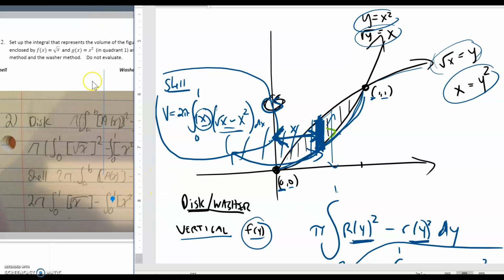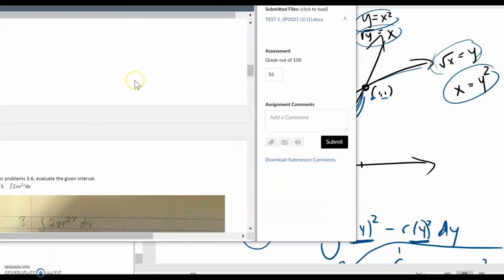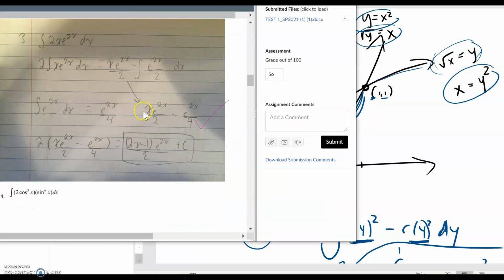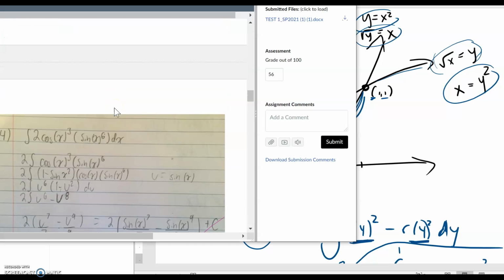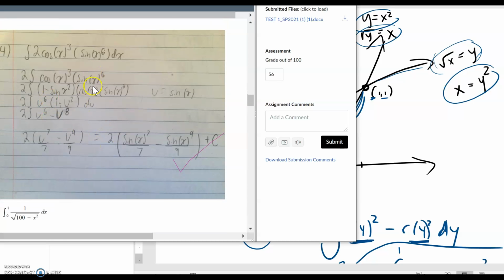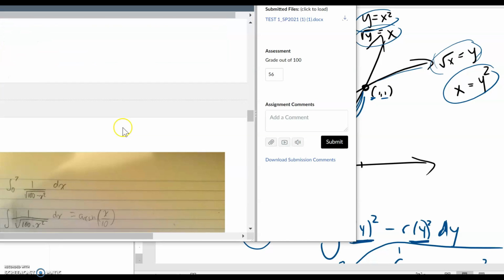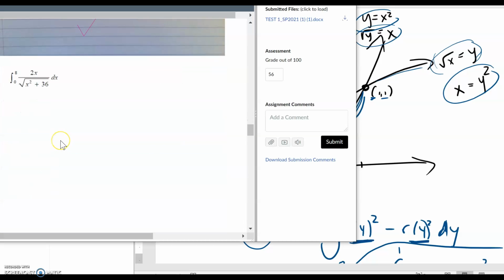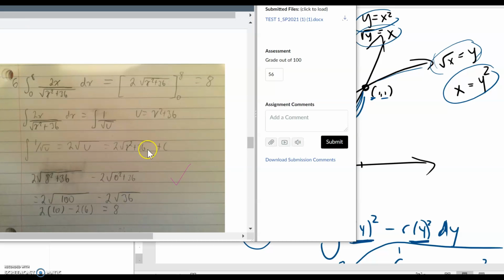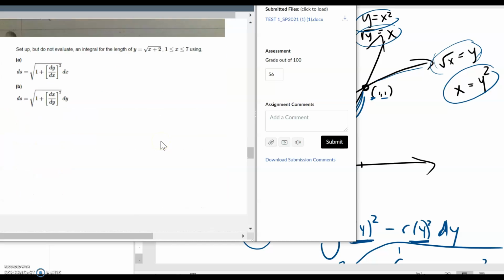You had some other mistakes in here. Let's see. What else can we take a look at? That one looks good. You did that by parts, I believe. It'd be nice to see a little more work, like what's u, what's dv, which would probably be useful in doing the work here. This one looks good. This one looks good, kind of pattern recognition. This would be a u-substitution, which you did correctly.